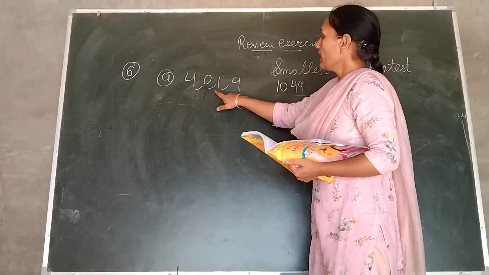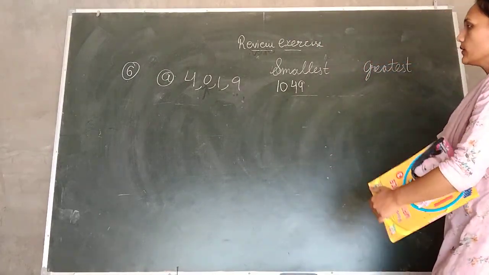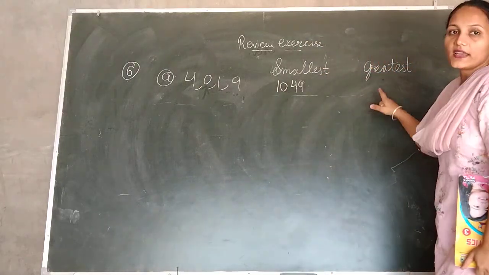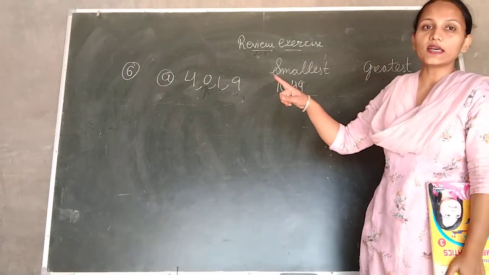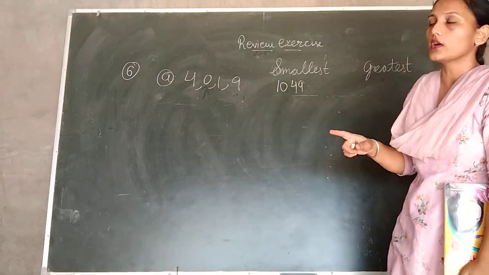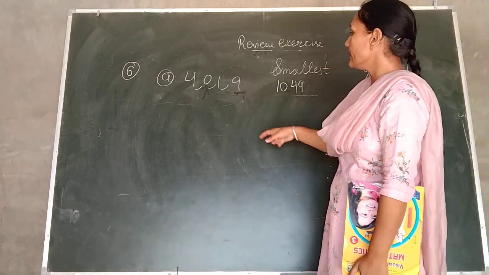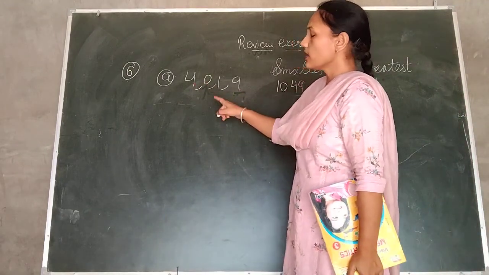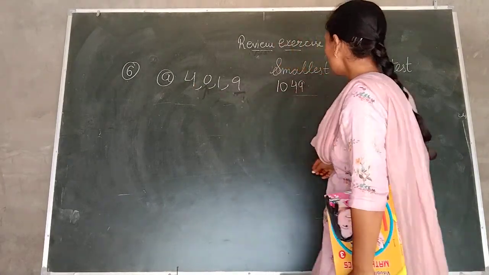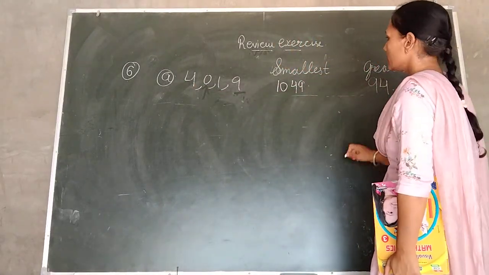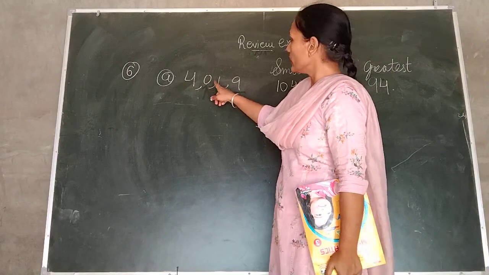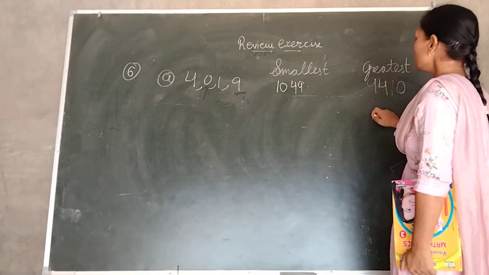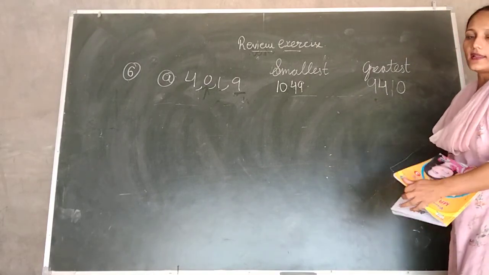Next we have to make the greatest 4-digit number by using these digits. So when we have to make the greatest 4-digit number, we will arrange these digits in descending order. First of all, we will write the greatest digit. 9 is the greatest digit. Then 4 is the greatest digit among these 3 digits. Then we have 2 digits, 0 and 1. 1 is the greatest digit and then 0. So the greatest number is 9410.